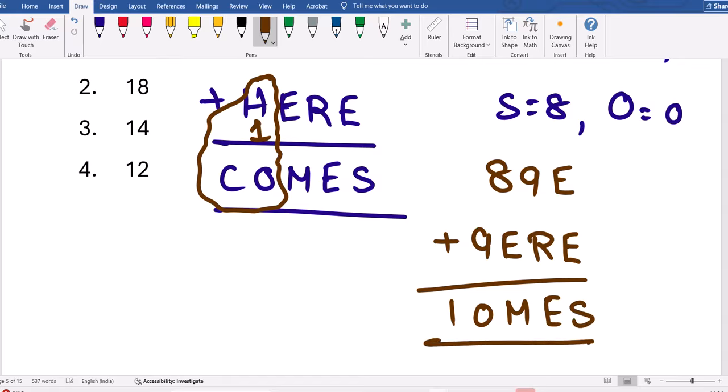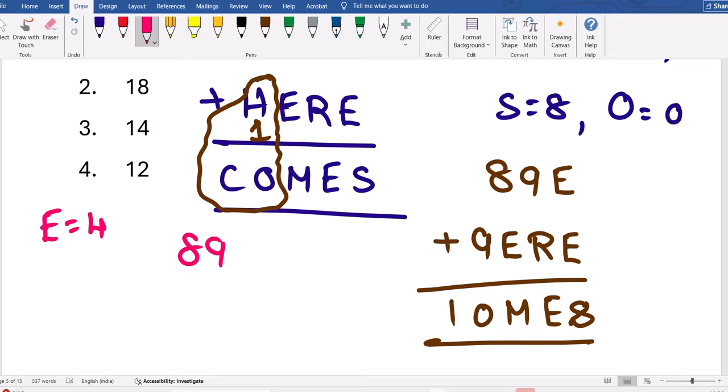Possibility for E is 4, S is 8, right? E 4 plus 4, 8. E can be 4. Some may argue E value 9, but 9 is already assigned to the H letter. We should try for E because S is 8. S is already 8. E plus E is 8 means E can be 4, or 9 plus 9 is 18 with 1 carry. But 9 is already assigned to one letter. We cannot go for that again. So you should take E value 4.